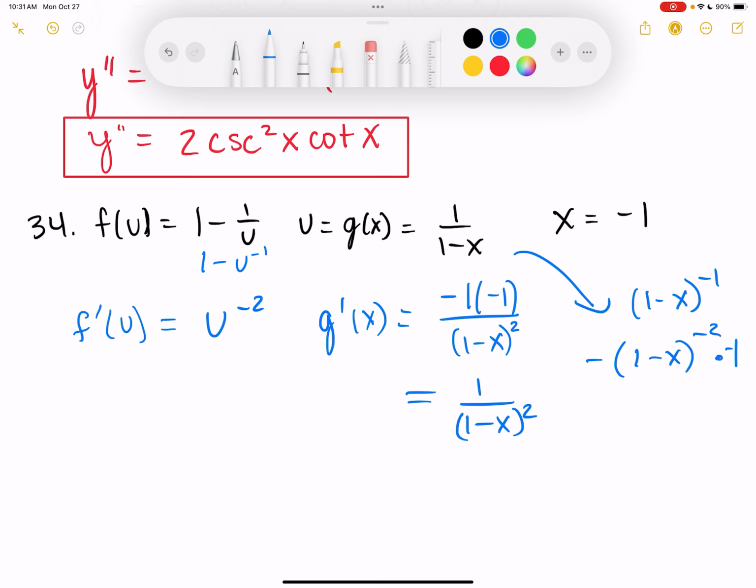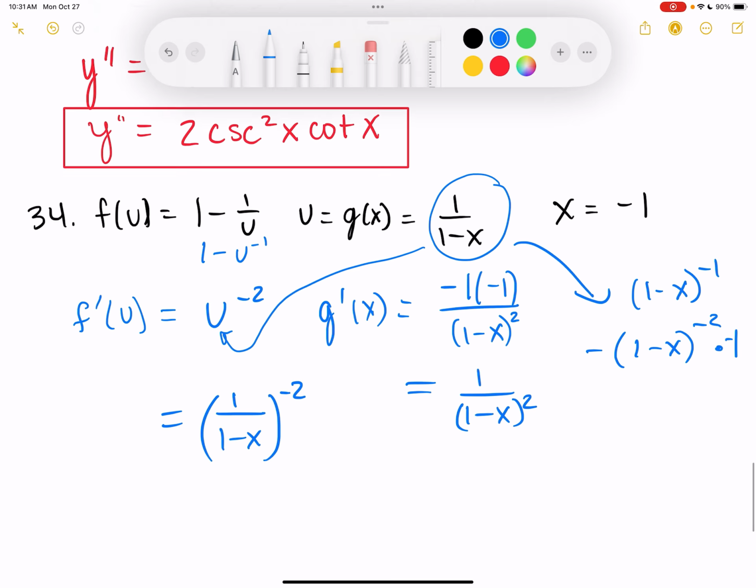So now I can take these things and, wait, hold on. I know what I need to do. First of all, this is in terms of u and this is in terms of x. So if this was u, I need to take this and plug this in for u here first. Basically doing u substitution. So I would have 1 over 1 minus x all to the negative 2.